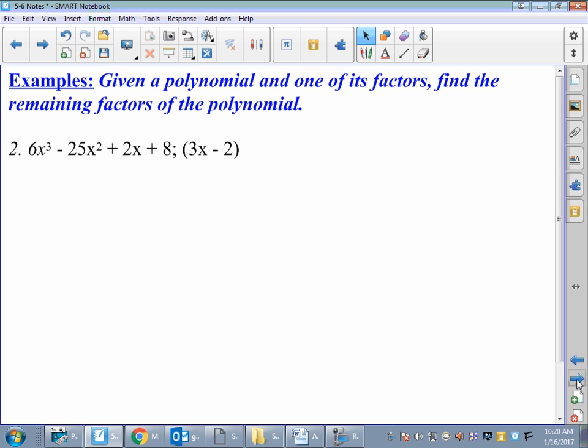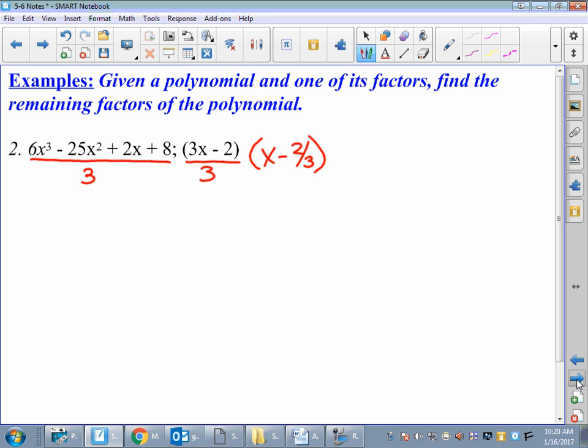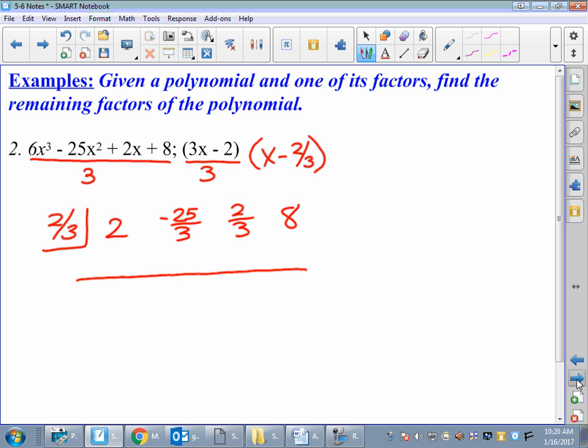Let's try another one. Giving you a little tricky one here with the 3 out in front of the x. So if there's a 3 out in front of the x, we have to divide by 3, divide by 3. So that's going to give me x minus 2/3, which means 2/3 goes up in the corner. Going across the page here, I'm going to have a 2, a -25/3, a 2/3, and a +8.